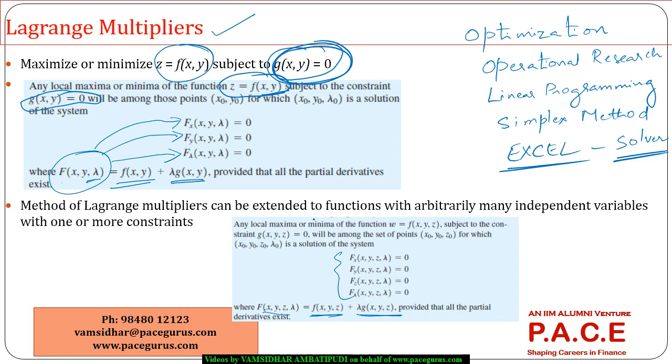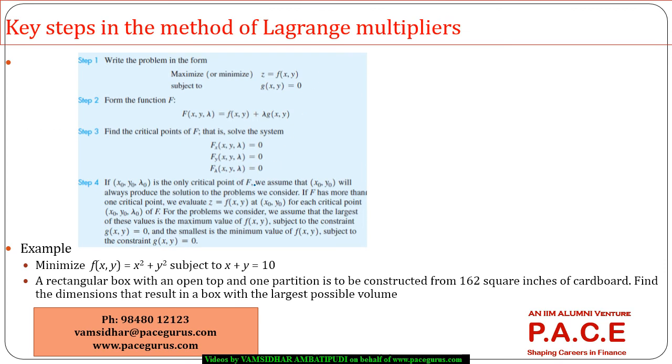When I take a numerical example, that simplifies your entire understanding, so let's look at this. Okay, what do you have to do as part of the steps? Write the problem in the form of maximize or minimize something. So let's take the example in parallel. I want to minimize f of xy, which is x squared plus y squared. So z is f of xy, which is x squared plus y squared, and I'm subjecting it to a g of xy, which is x plus y equal to 10, meaning x plus y minus 10 equal to 0.